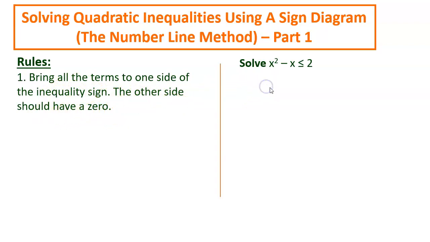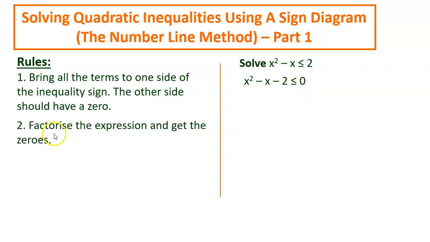So we bring this 2 to this side. We could have taken x squared minus x to the side of 2, but I always prefer to have the sign of the term containing x squared as a plus sign. So I have brought the 2 to this side, and it is x squared minus x minus 2 is less than or equal to 0.